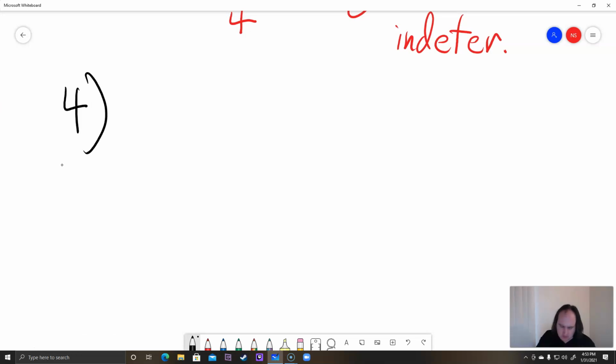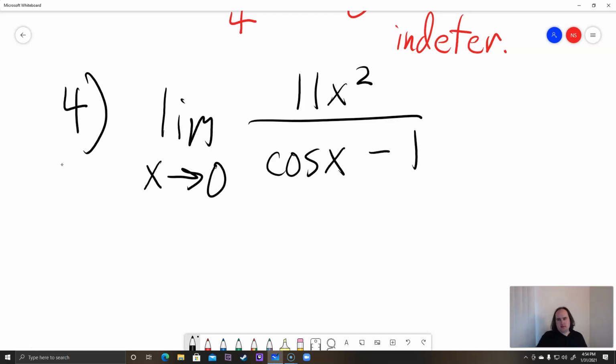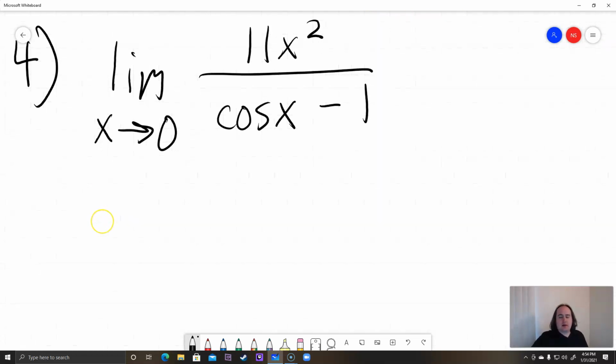Okay, so for number 4, we have another limit as x goes to 0, but this time the function is going to be 11x squared all over cosine of x minus 1. Okay, so the limit as x goes to 0 of 11x squared all over cosine of x minus 1. Right, so as always, the first thing you do is you just plug in the number they gave you. Okay, so everywhere we see an x, we're going to replace that with 0 and see what that gives us.